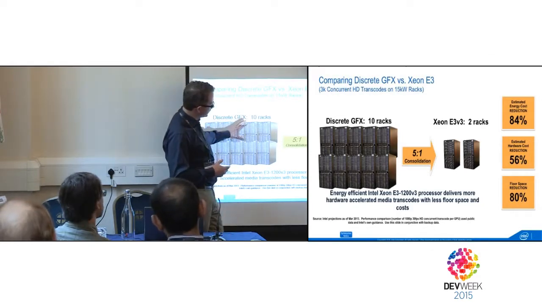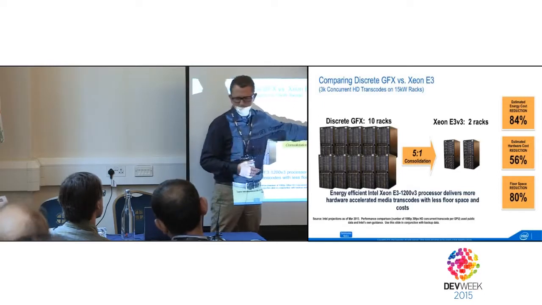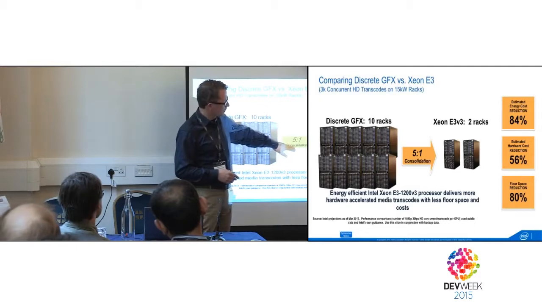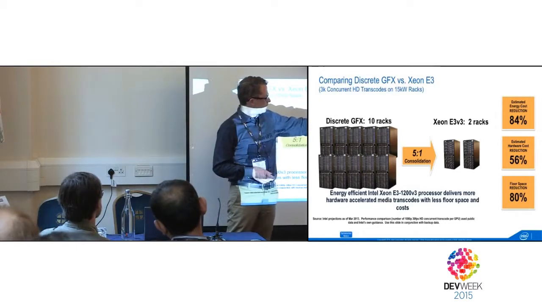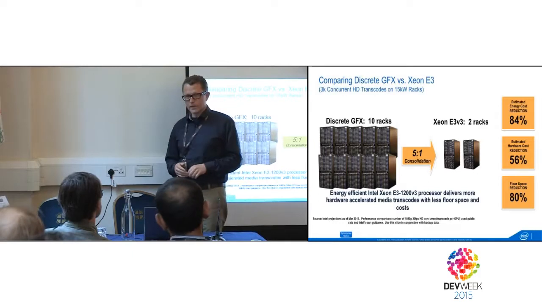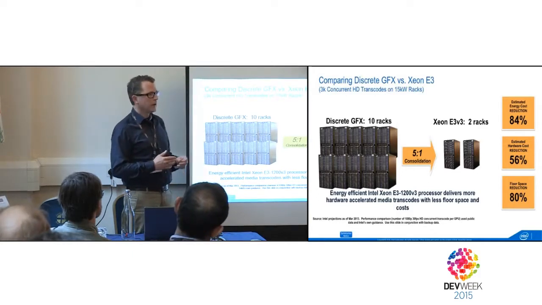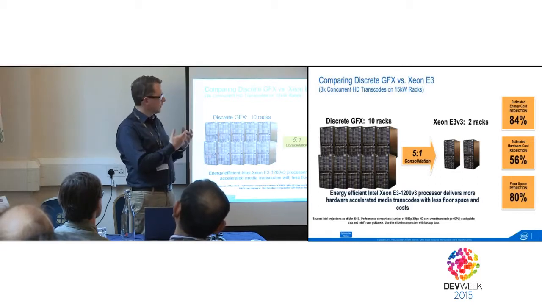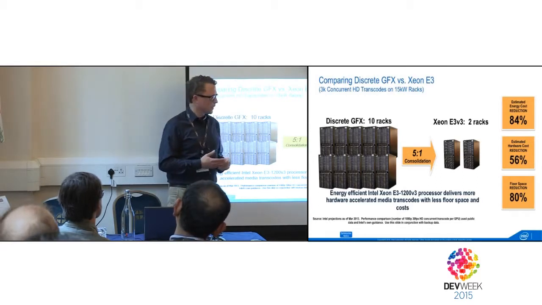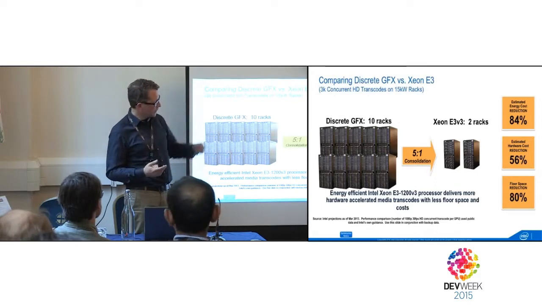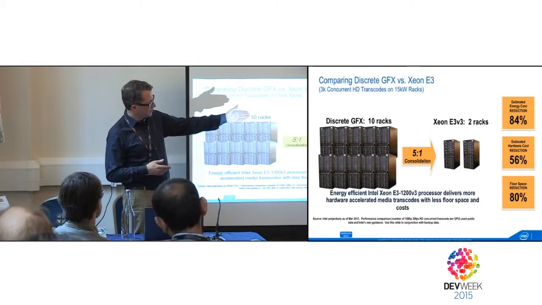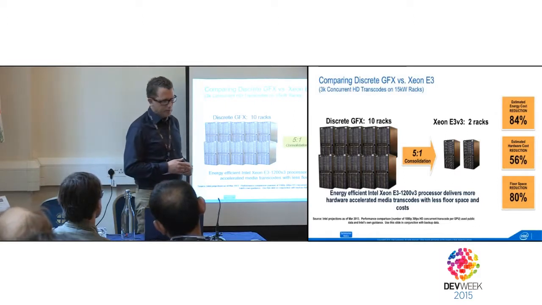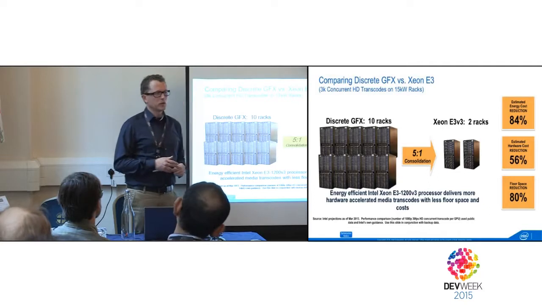And if you move this to the Xeon E3 V3, which has integrated graphics, you can do a 5-to-1 consolidation. And that means you can use 84% less energy, right? So using C++ with enabling the hardware can really have actual benefits, right? So 84% energy reduction, 56% hardware cost reduction, and 80% floor space reduction. So I think that's a very good application of C++.